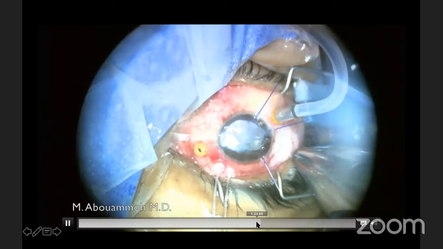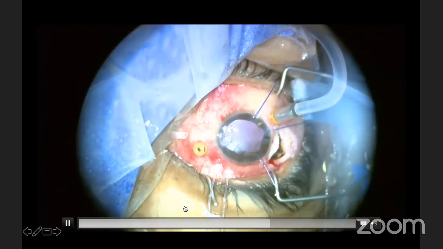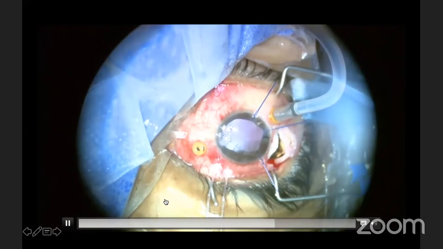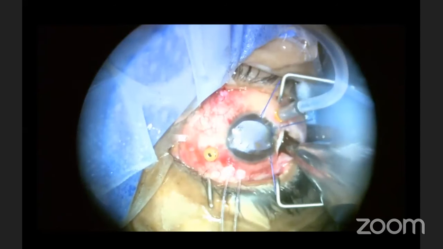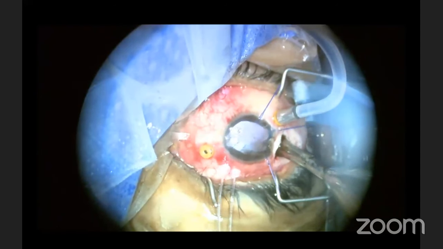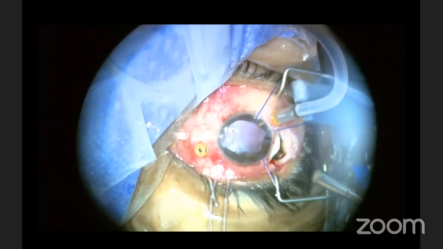Then we had to enlarge the wound and use the giant magnet again, so you can see how big it is here. And there was some vitreous and retinal prolapse, unfortunately, with this eye, with this foreign body.